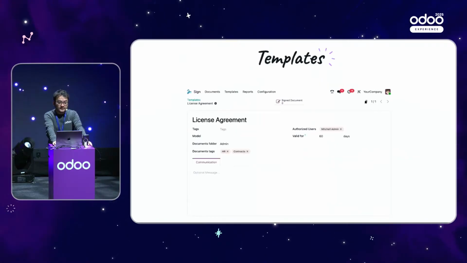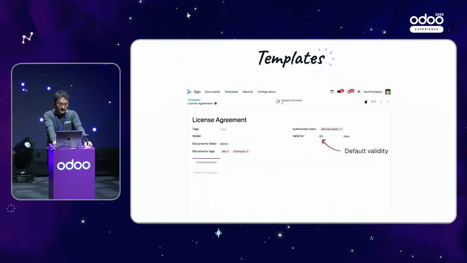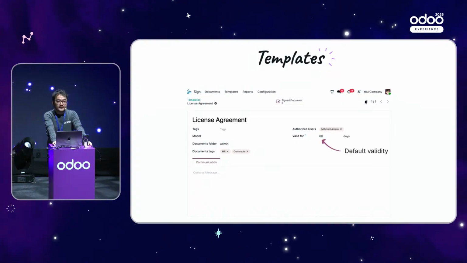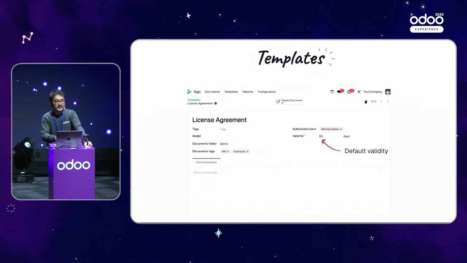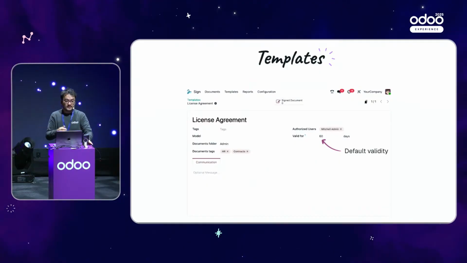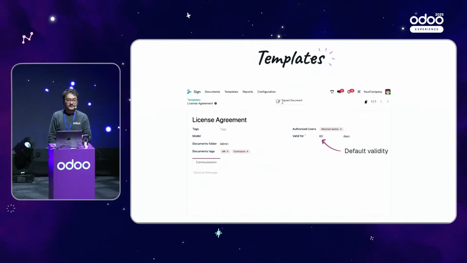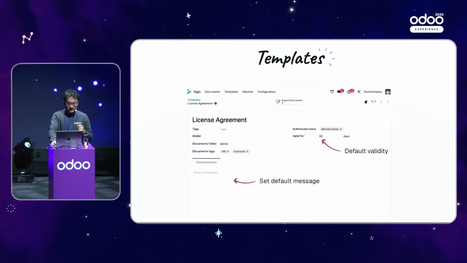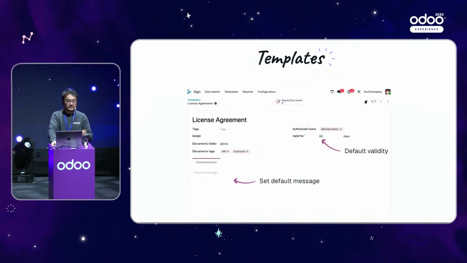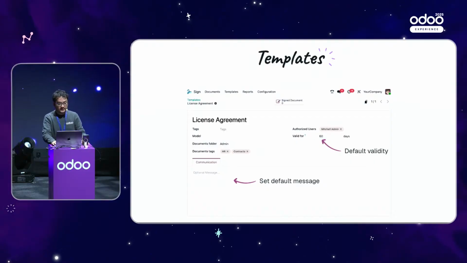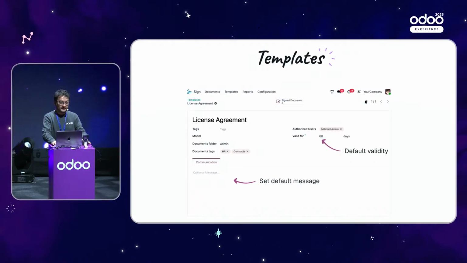Templates have gotten better as well. First of all, it's now possible to set a default validity on a template level. So you don't need to change the date every time you send a sign request. You can just put in, okay, the default is 14 days for that document, and so on. You can also now set a default message on your sign request templates, meaning you don't need to type the same email all over again every time you send the same document. It just makes sense.